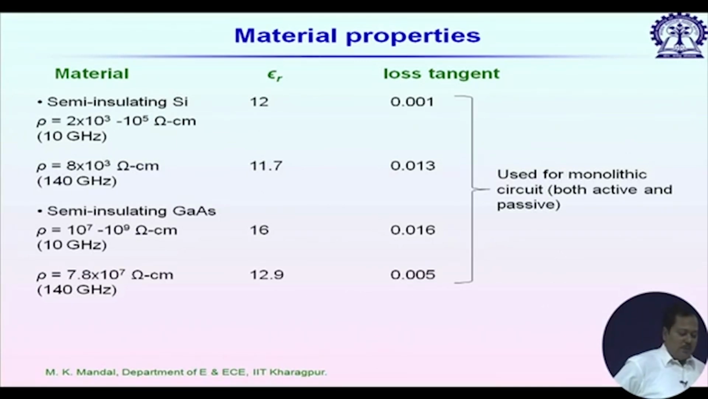Now, in the previous one, when we were going through different dielectrics, we were considering mainly circuit design in printed circuit board technology, but we can design also circuit on chip. In that case, we have to use silicon, germanium or group 3, group 5 material. So, then let us see how these materials behave at millimeter wave frequencies.